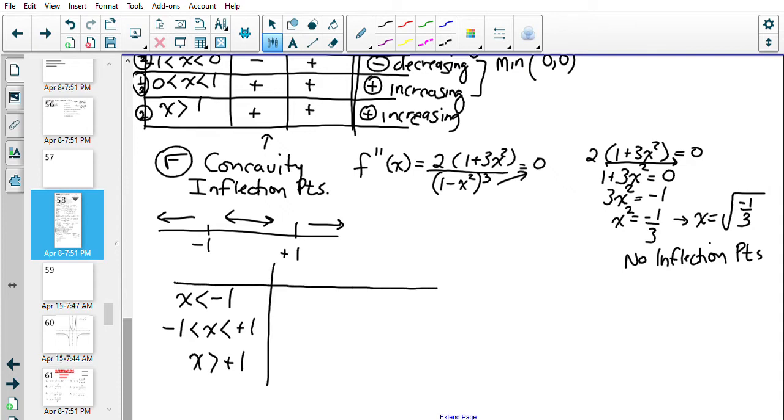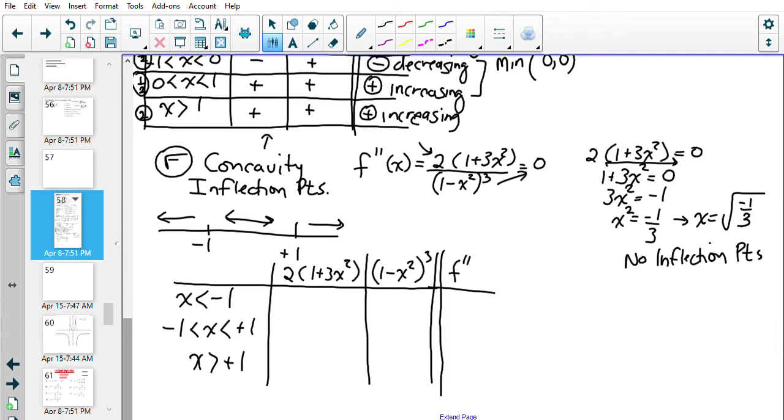My intervals are going to be the stuff that's in my derivative, second derivative. So 2 times 1 plus 3x squared is one column. 1 minus x squared cubed is the second column. I put the little double line to symbolize I'm summarizing for the second derivative.